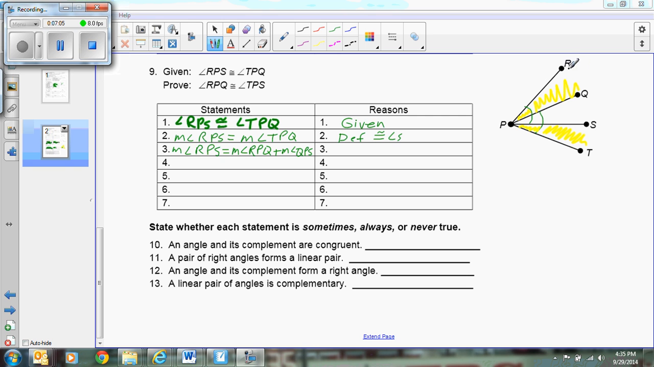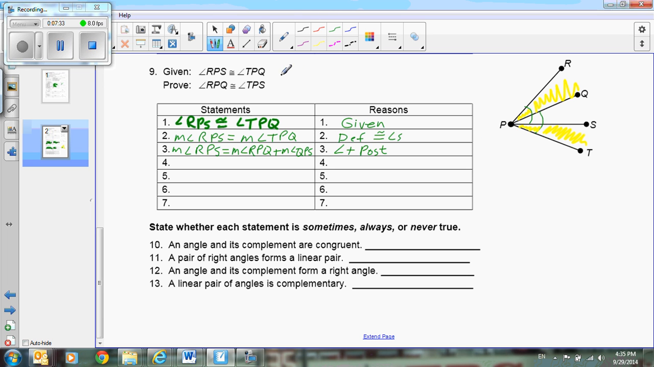So we have the measure of angle RPS is equal to the sum of its parts, the measure of angle RPQ plus the measure of angle QPS. Now, that is a postulate that we've known for a while now called the angle addition postulate. Keep in mind we have a segment addition postulate. Don't get the two mixed up. One of them has to do with angles, one has to do with segments. This one clearly is dealing with angles.